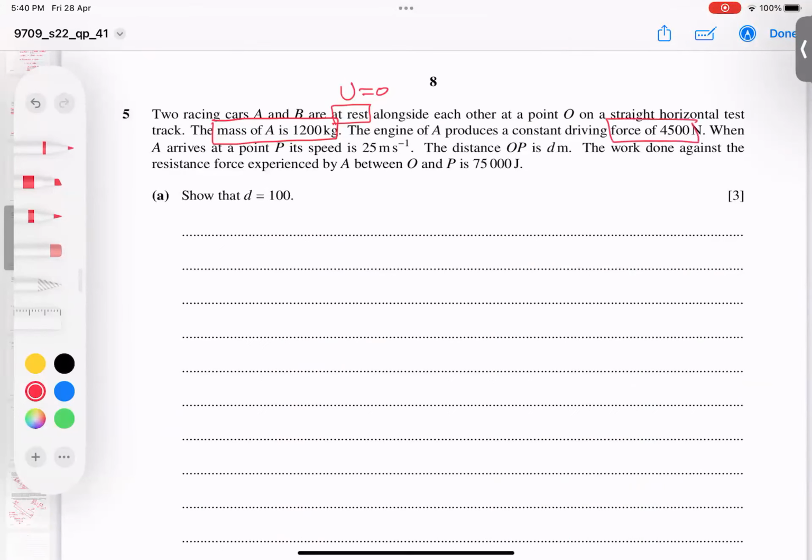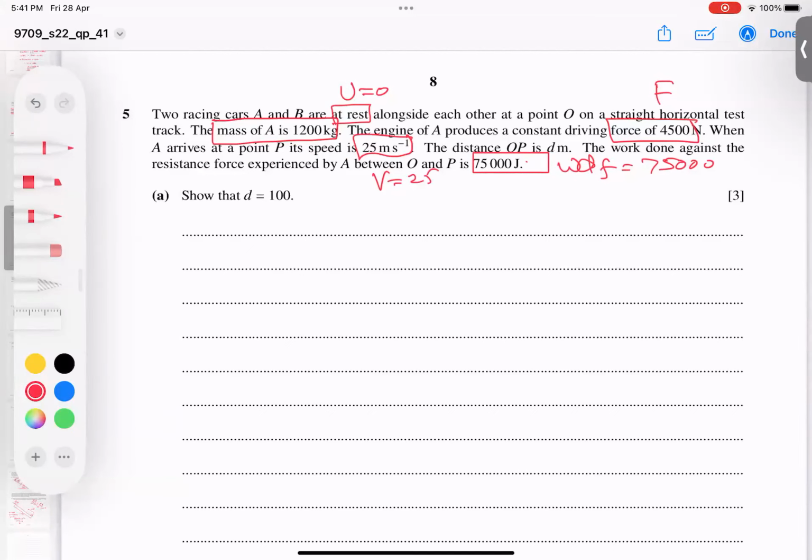This is the applied force. When A arrives at B, the speed is given. So the ending speed is 25. And the distance is given, and the work done against the friction force is given here. So this is the work done against friction force. Students, I have one technique that I always use, and what is that?